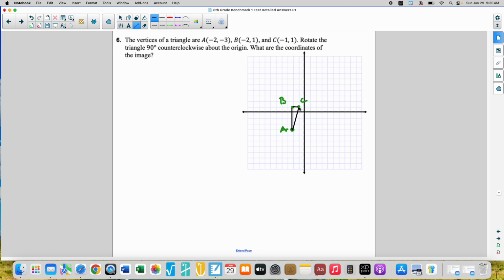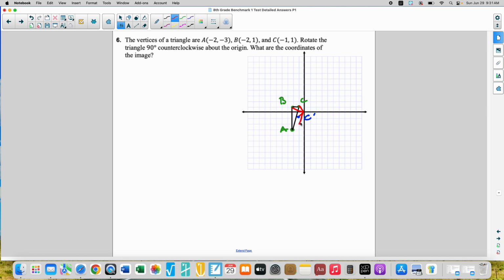Okay, and now we're going to rotate the triangle 90 degrees counterclockwise. So we're going to rotate it around the origin, and what are the coordinates of the image? So if we rotate it 90 degrees, I always like to take it off of here. And then if you create a 90-degree angle, that's going to give me my new point. So that's going to be C prime. And if we did a line to B and then did it 90 degrees, that would be here.